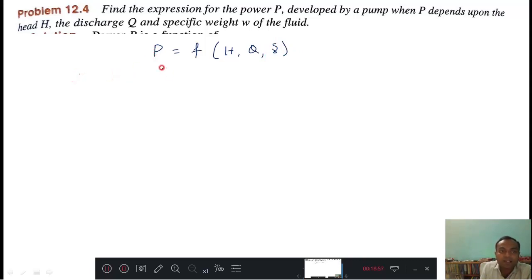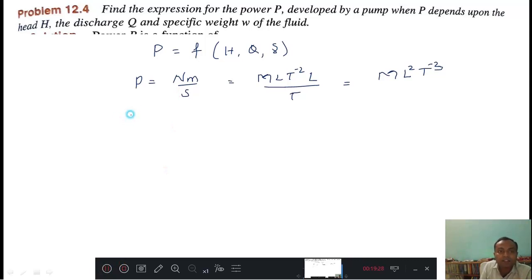Now what is the power? Write the dimensions of power. Power is Newton meter per second. Newton means mass into acceleration, and meter means length, divided by second means time. Therefore M L square t raised to minus 3. This is power P. Then the second one is head H, that is measured in meter and that is a length, therefore the dimension is L. Then discharge Q, discharge is measured as meter cube per second, that is length cube, and t raised to minus 1.